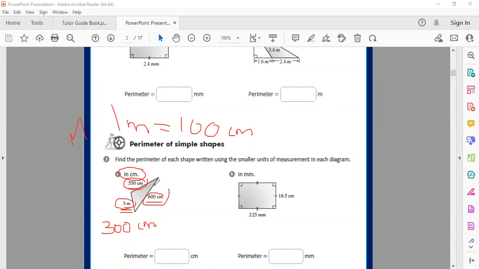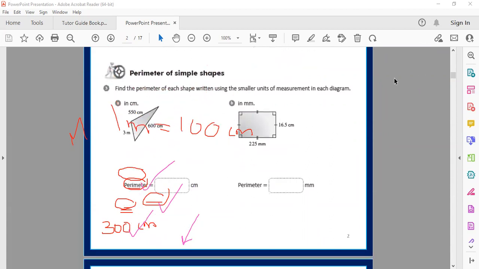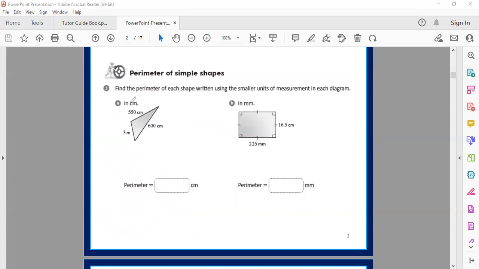So your maths to calculate the perimeter will be 550 plus 600 plus 300. And what would be the answer there? What's the perimeter here? Quick guys, quick, quick. Perimeter for this one, number A. Okay, Sridhar gave me a number. Let's see whether the rest got it or not. How about the rest? What is the perimeter of this shape?